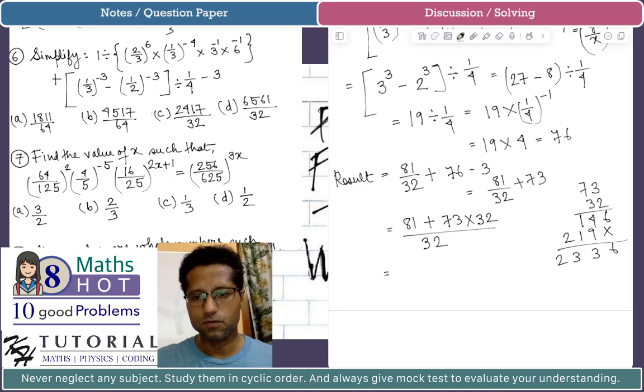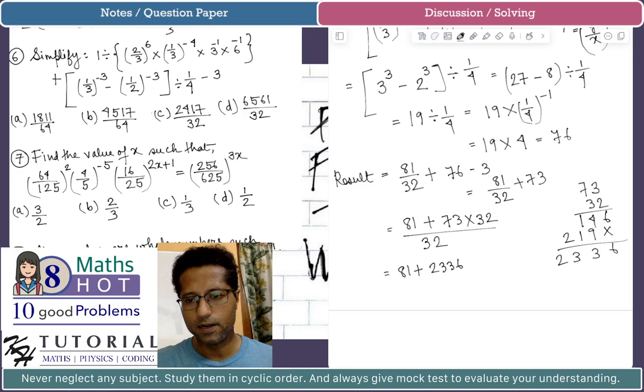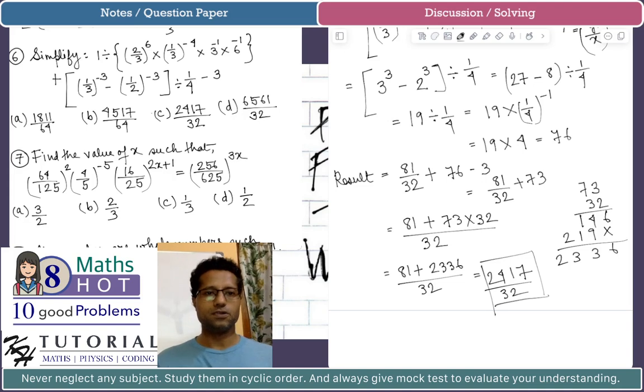So this is equal to 81 plus 2336, divided by 32. This is equal to 2417 by 32. So 2417 divided by 32 is the simplified value of the given expression. So the answer is choice C.